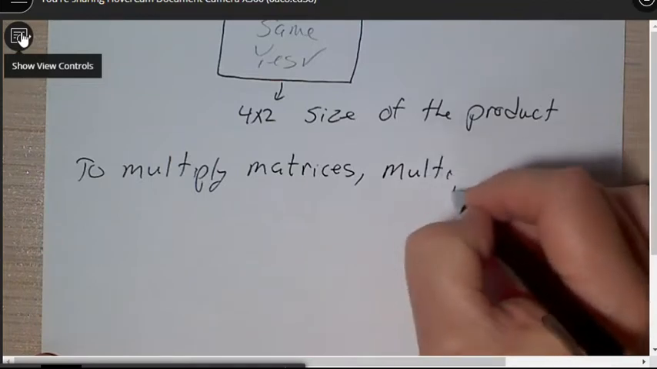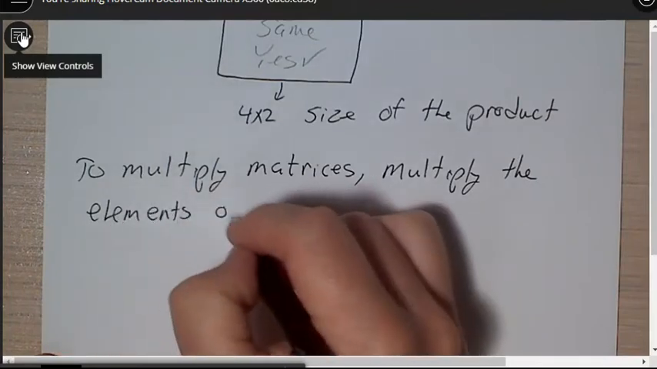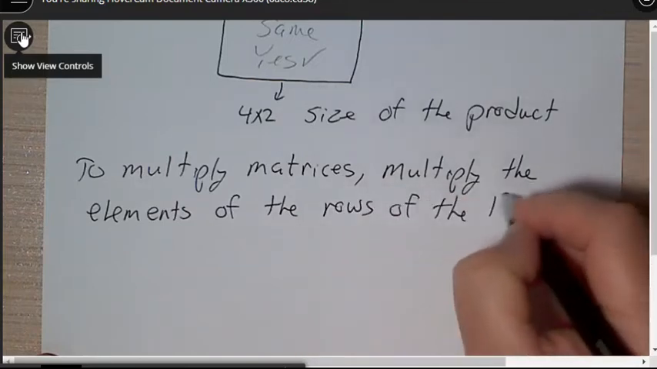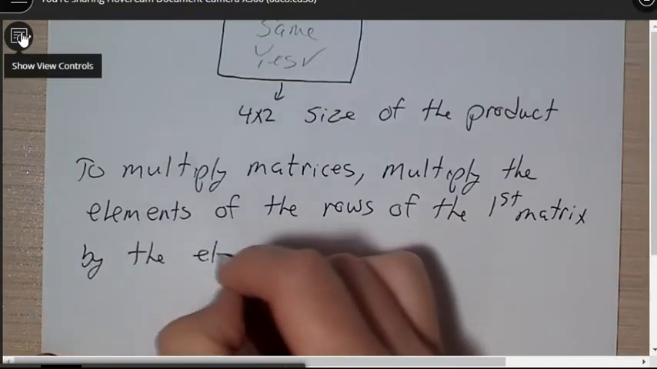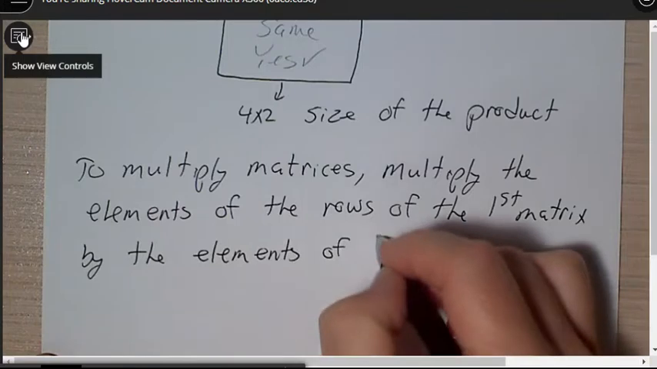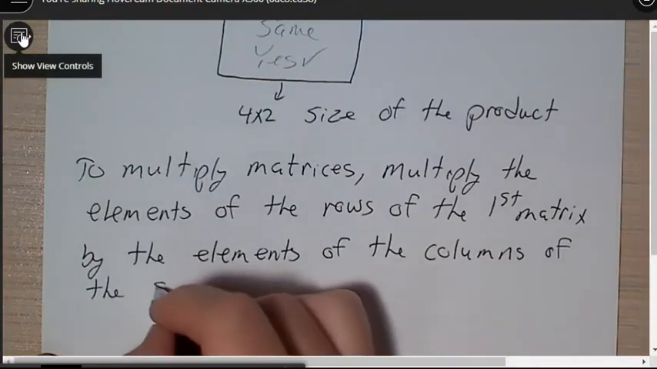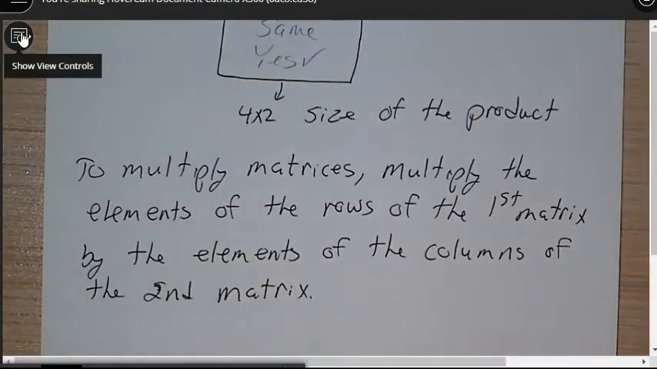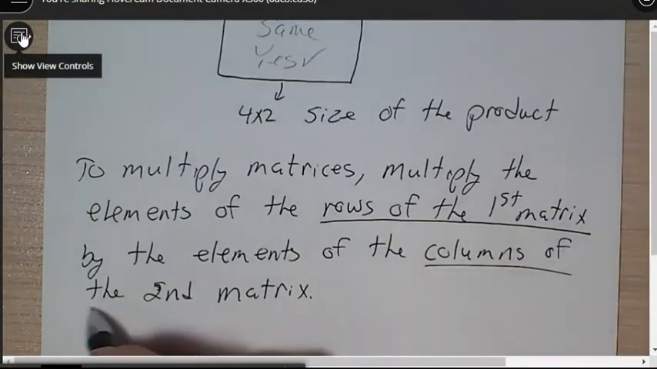Basically it is this: you're going to multiply the elements of the rows of the first matrix by the elements of the columns of the second matrix. Just like when you describe a matrix by rows and columns, it's the same thing when you multiply. You're going to multiply the rows of the first matrix by the columns of the second matrix.